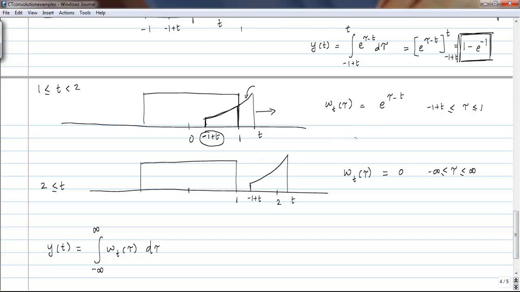And the last one, I'm going to get the same thing. Now, however, this will be the integral between minus 1 plus t and 1 of e raised to tau minus t d tau, which is e raised to tau minus t between minus 1 plus t and 1, which gives me at the upper limit e raised to tau minus 1. At the lower limit we get e raised to minus 1. And then here y of t is 0.